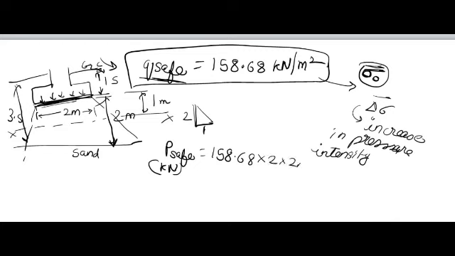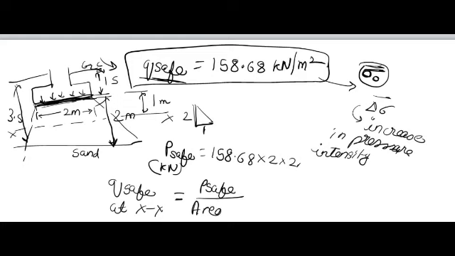Okay, so once we have found the P, then we have to find Q safe at xx, so that will be equal to what? P safe divided by the area at xx. P safe is nothing but 158.68, this 2 into 2 is nothing but 4. What is the area at xx?